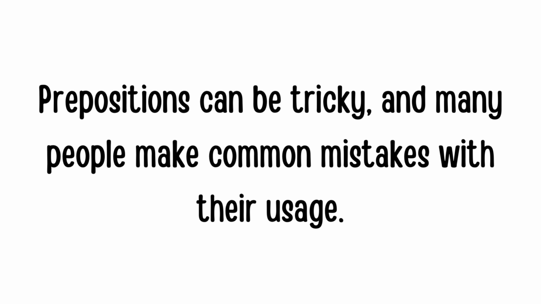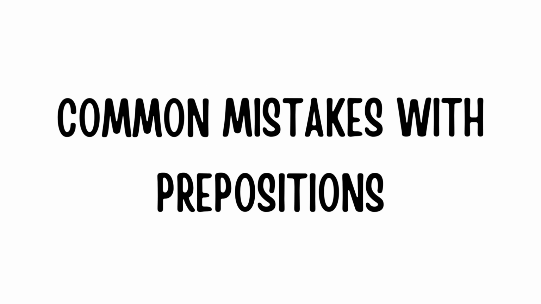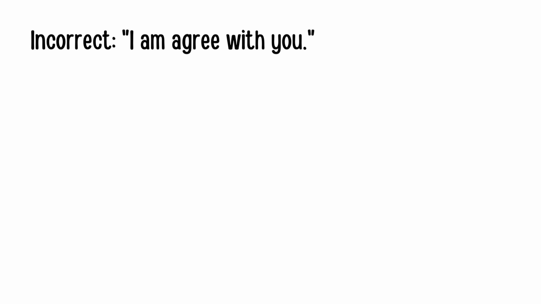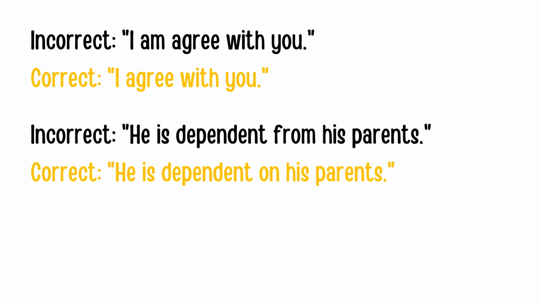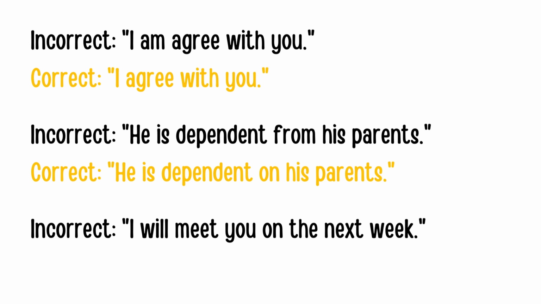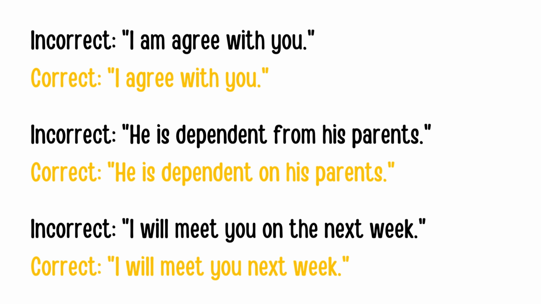Prepositions can be tricky, and many people make common mistakes with their usage. Common mistakes with prepositions. Don't say, I am agree with you. Instead of it, say, I agree with you. Don't say, he is dependent from his parents. Otherwise, say, he is dependent on his parents. Don't say, I will meet you on the next week. Say, I will meet you next week. Remember that.